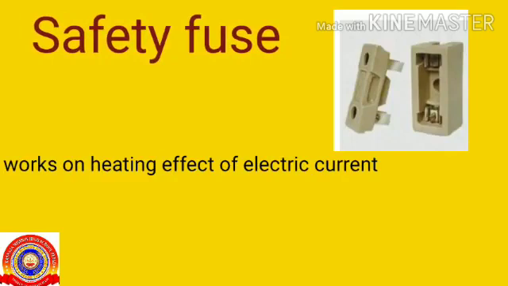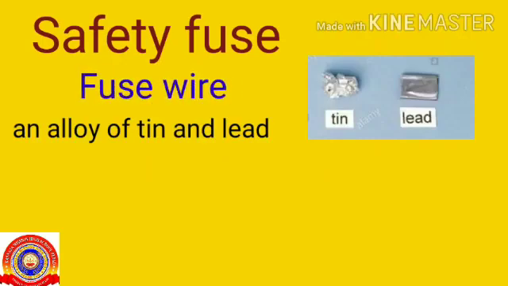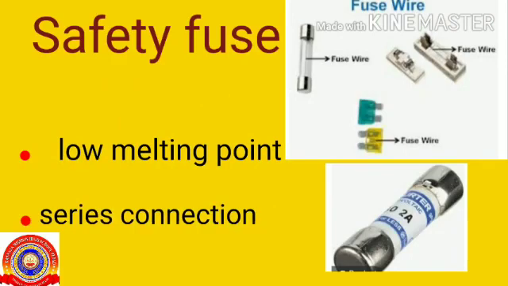Safety fuse is a device that works on the heating effect of electric current. Fuse wire, an alloy of tin and lead, is the main part of a safety fuse. Alloys are used to make fuse wire. Fuse wire has a relatively low melting point. In each circuit, the fuse wire should be used in accordance with the current flowing through it. The fuse wire is connected to a circuit in series connection.